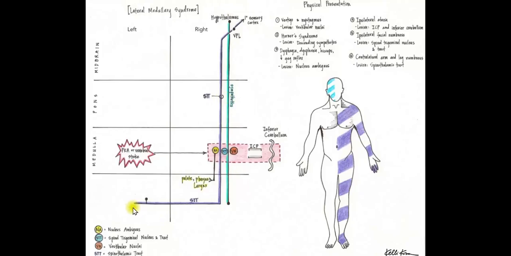But here is our crossed finding, the spinothalamic tract. So a lesion here will give the patient contralateral loss of pain and temperature. So again, just to emphasize, the ipsilateral face is involved, pain and temperature. The contralateral arm and leg is involved, pain and temperature. Okay, and then the only thing I didn't mention here is that the inferior cerebellar peduncle and the undersurface of the cerebellum is supplied by the PICA, and that will give the patient ipsilateral ataxia.